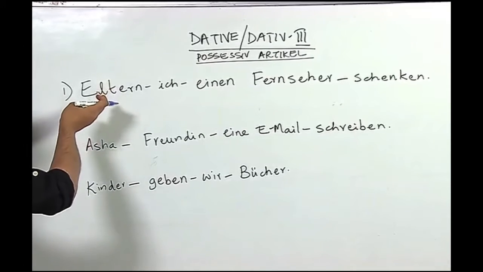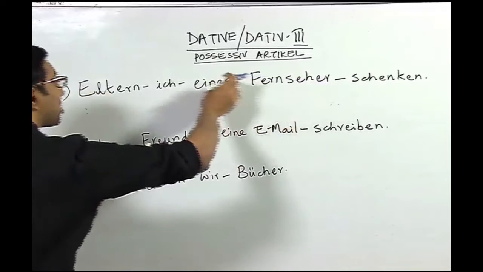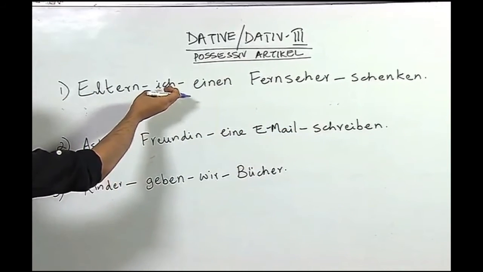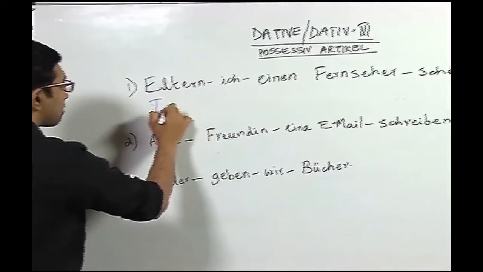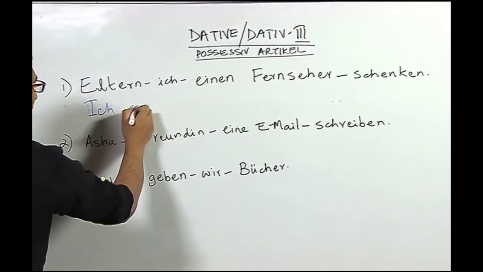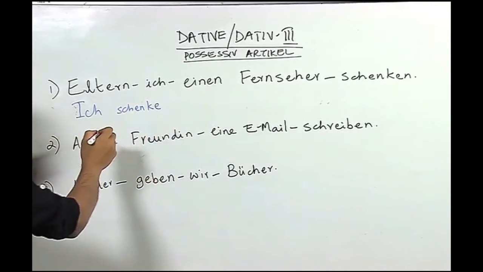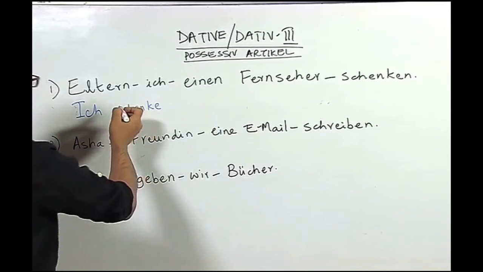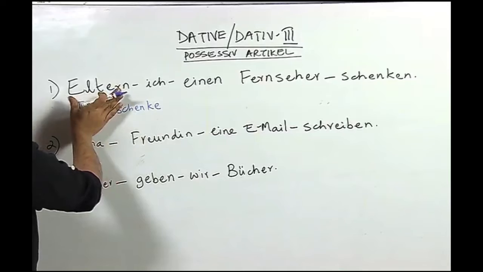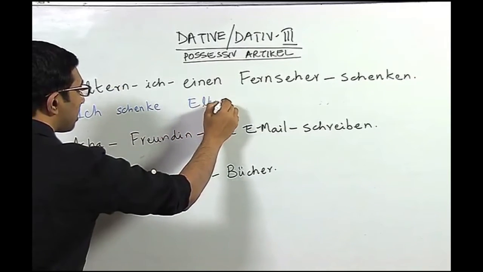Here we have 4 elements: Eltern, ich, einen Fernseher and the verb schenken. Now, you know we have the nominative here in the form ich. So, we start the sentence with ich, then we need the verb which we conjugate according to the pronoun, which you know is the form ich schenke. Now, we need the dative element here, which is Eltern, which we write, and we need the possessive article for that.